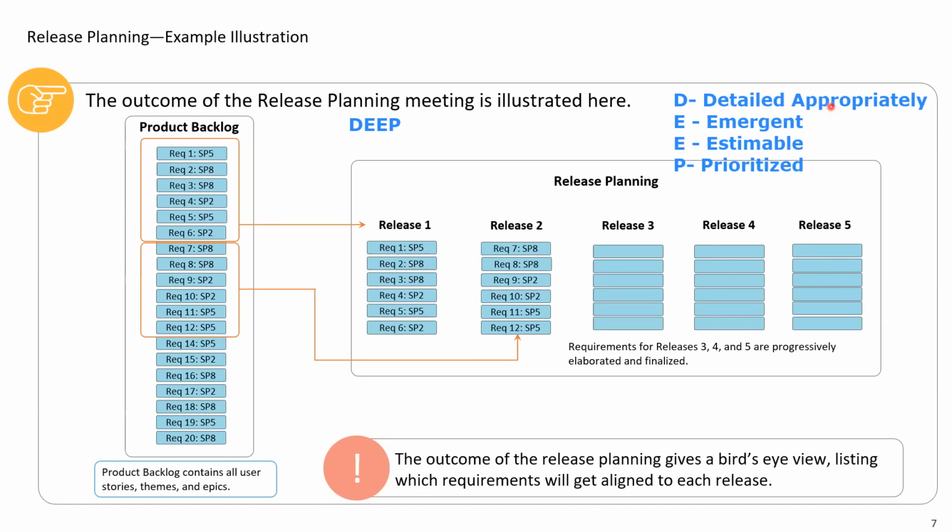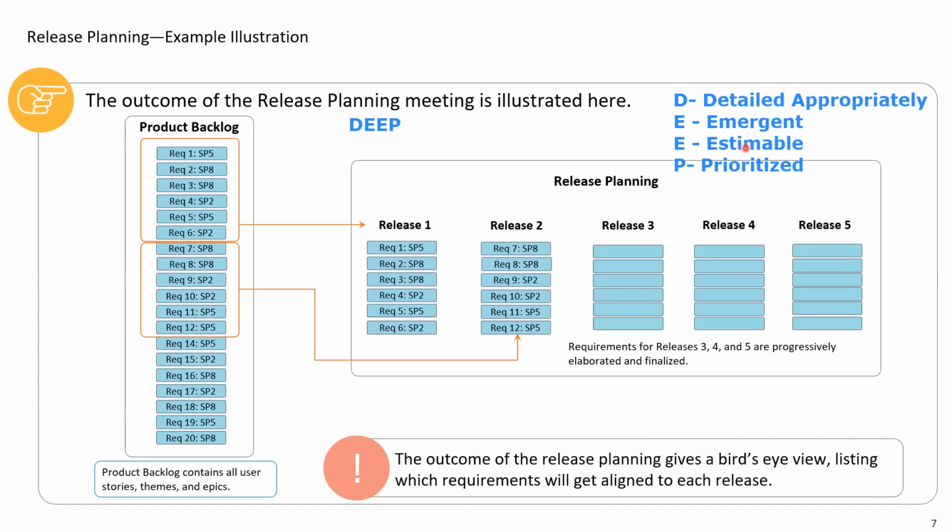A product backlog is emergent. You do not freeze a product backlog. You do not sign off a product backlog. In an agile environment, the requirements are emergent, so the product backlog is also emergent.